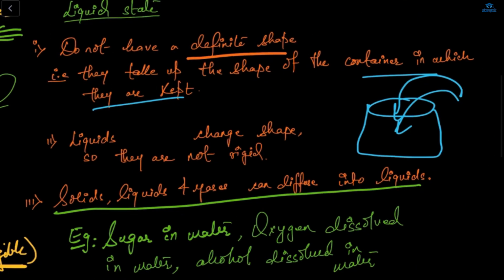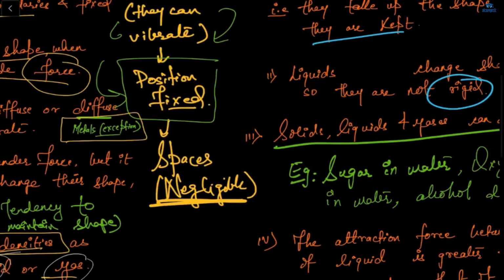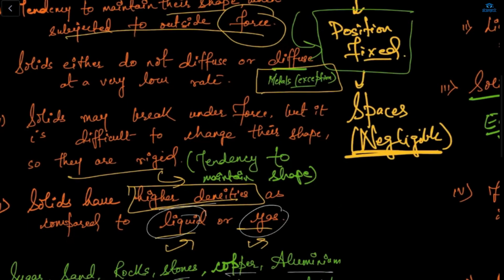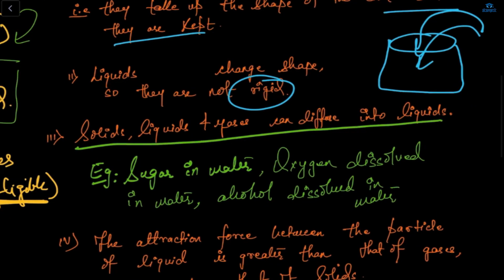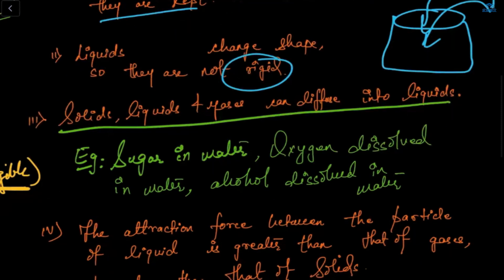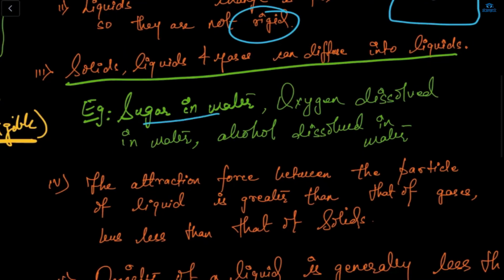Okay. Liquids change shape, so liquids are not rigid. Solids are rigid, meaning they have a tendency to maintain shape, but liquids are not rigid. Why? Because if you pour liquid into any solid, it takes the shape of that. So they are not maintaining their own shape. They don't have a tendency to maintain their shape. Okay? Solids, liquids, and gases can diffuse into liquids. For example, sugar in water, oxygen dissolved in water, alcohol dissolved in water. So these are examples of the liquid state.